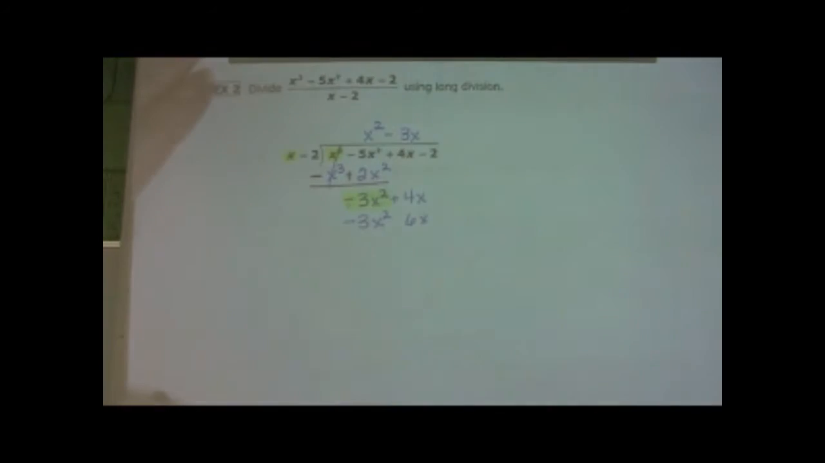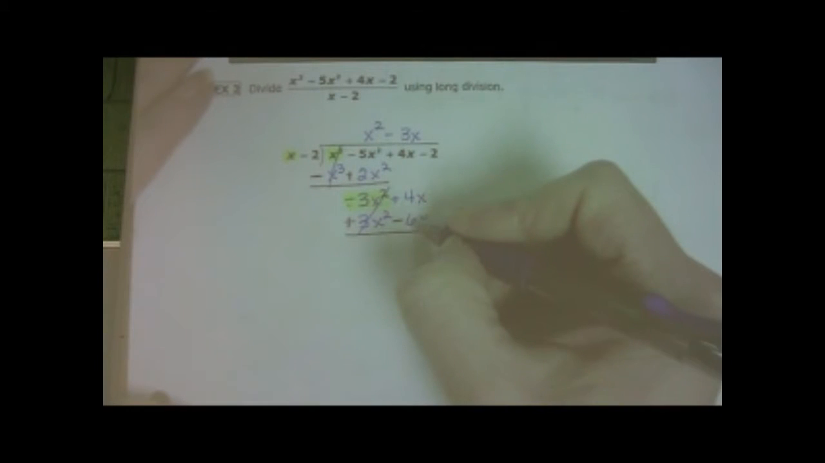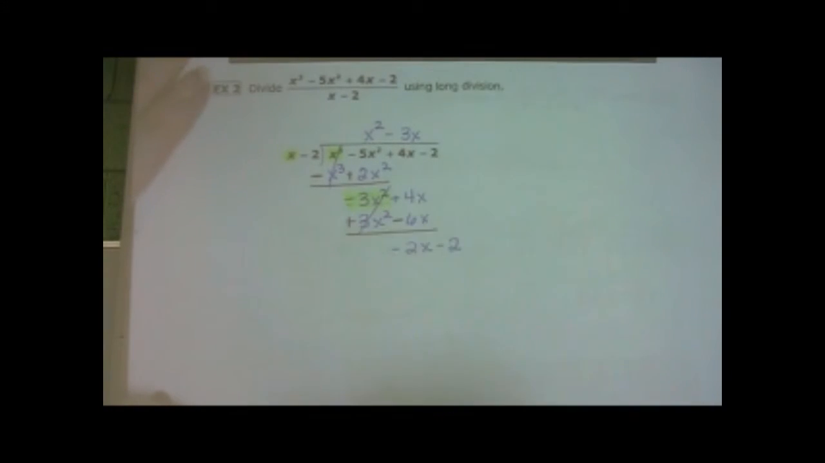So negative 3x times x is negative 3x squared. And negative 3x times negative 2 is plus 6x. Now remember, change both signs. So this is a positive, this is a negative. Negative 3x squared and positive 3x squared eliminates. Positive 4x and negative 6x give me negative 2x. And bring down that minus 2.